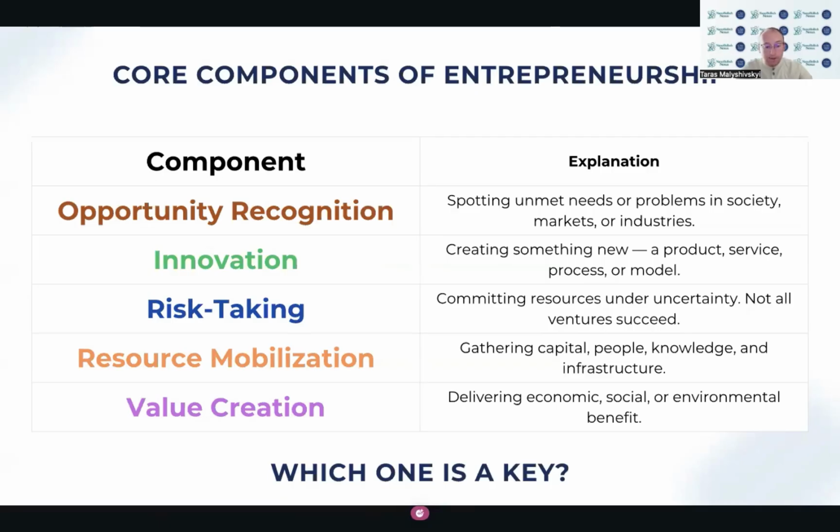Second one is innovation. Innovation is about creating or improving products, services, processes, or models. We will return to this in more detail later. The third one is risk taking. Entrepreneurship always involves risks. We may be confident in our idea, but ultimately the market decides. We must be prepared that if things go wrong, we could lose resources, reputation, or both.